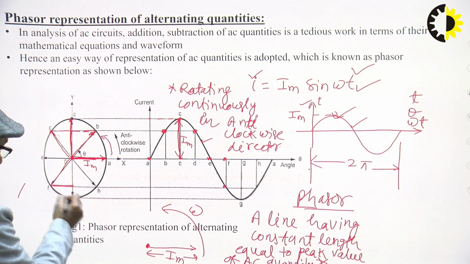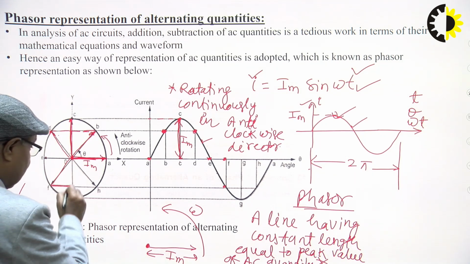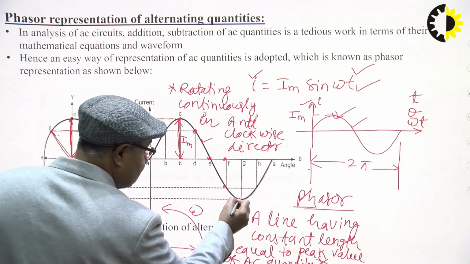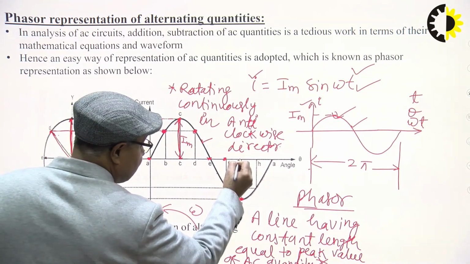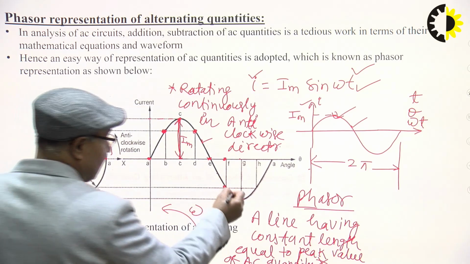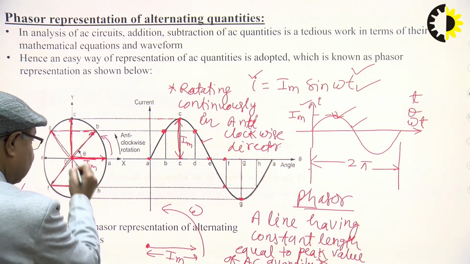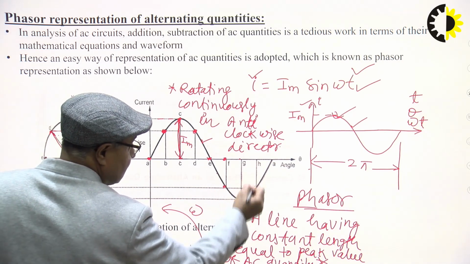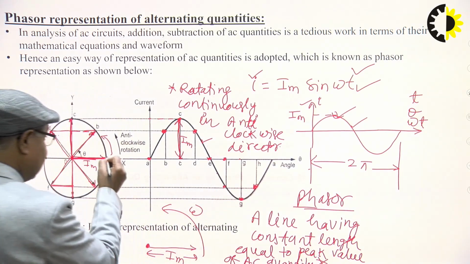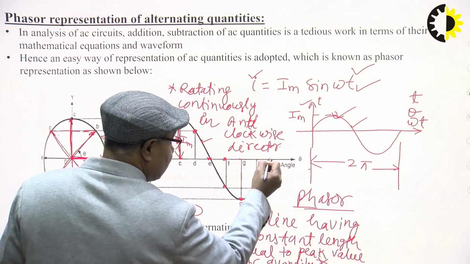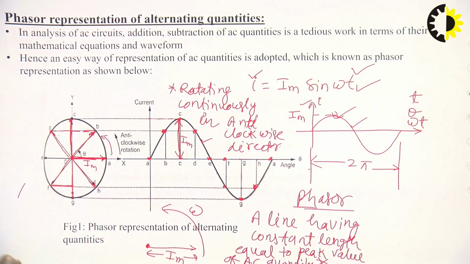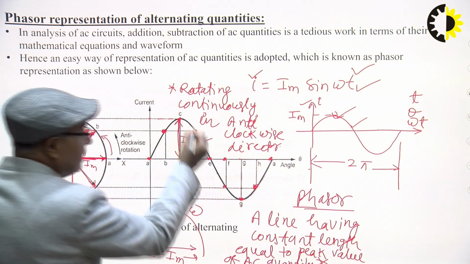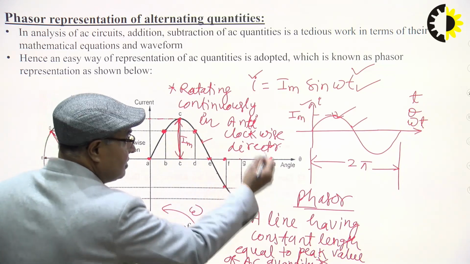Similarly, it rotates and comes here, and our projection on the y-axis becomes like this, that is, the peak value, and we get this point. Similarly it rotates, comes here, the projection becomes this much, and we get this point. It comes here and we get this point. So in one complete rotation of this line, we get one cycle of the AC quantity.